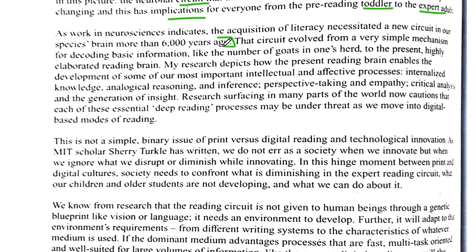That circuit evolved from a very simple mechanism for decoding basic information, like the number of goats in one flock, to the present highly elaborated reading brain. My research depicts how the present reading brain enables the development of some of our most important intellectual and affective processes: internalized knowledge, analytic reasoning and inference, perspective taking and empathy, critical analysis, and the generation of insight. Research increasing in many parts of the world now cautions that each of these essential deep learning processes is under threat as we move into digital modes of learning.